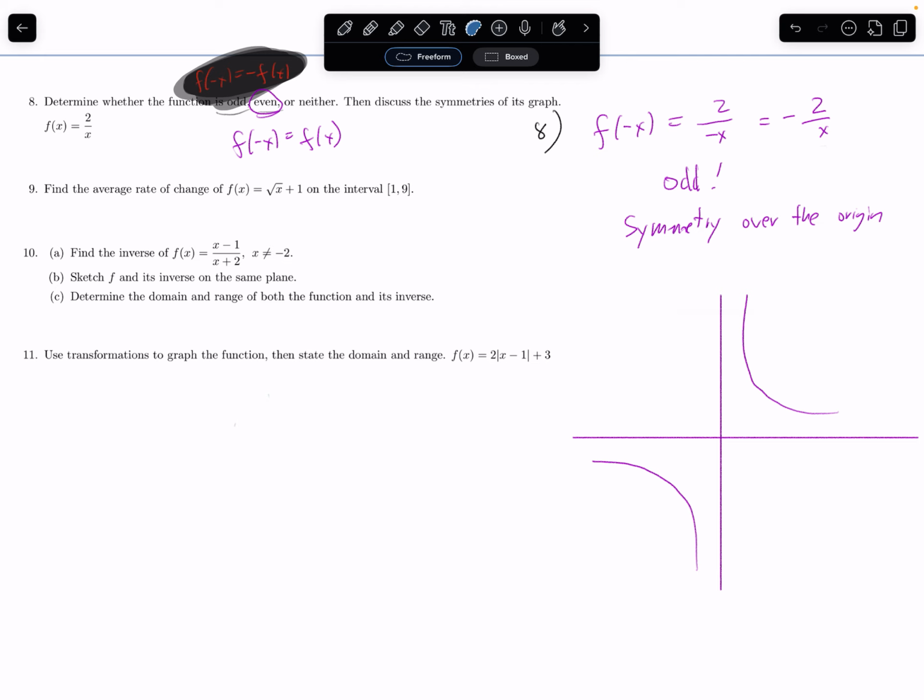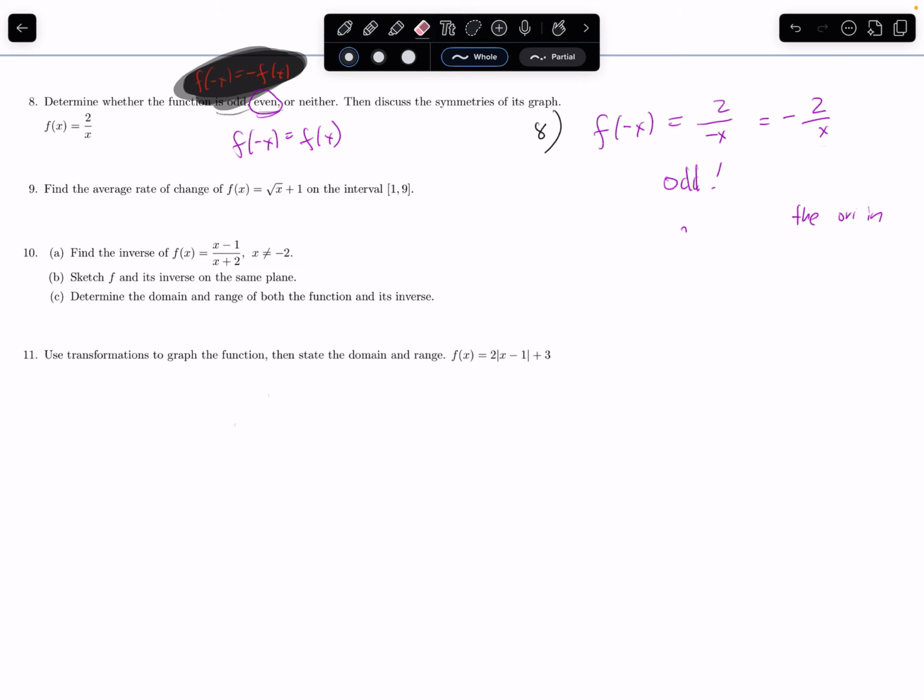Well, that was actually kind of cool. And I didn't know I could do that. Okay, so yeah, that's what it is. Number 8, done. Moving right along then to number 9.